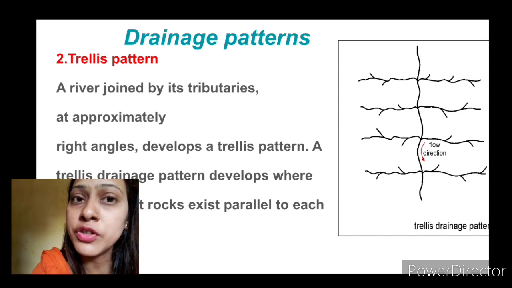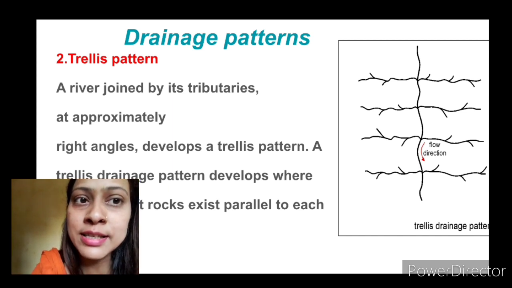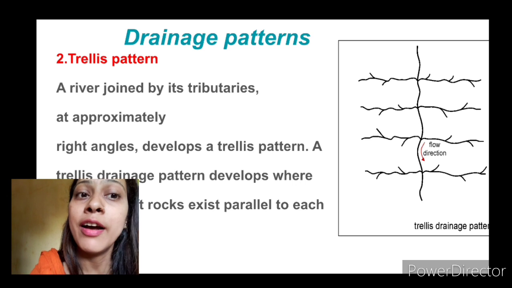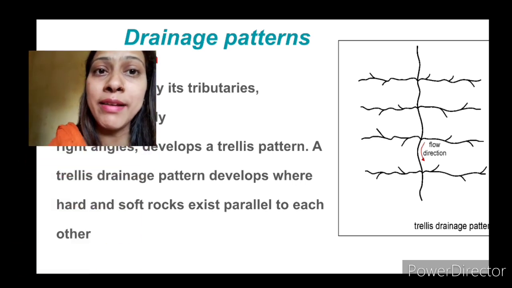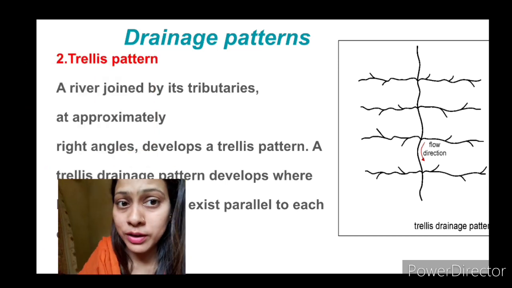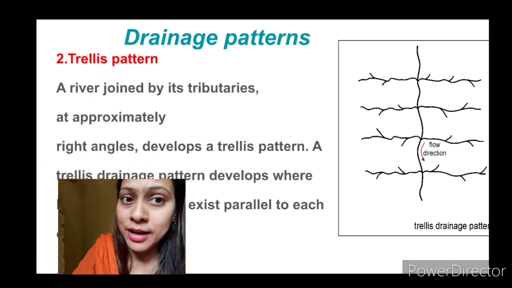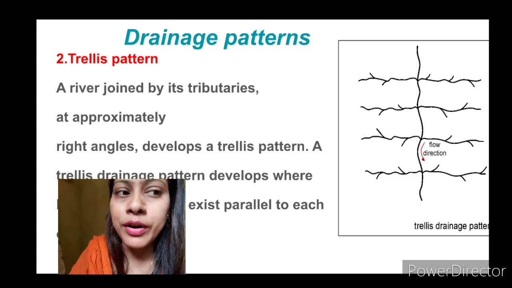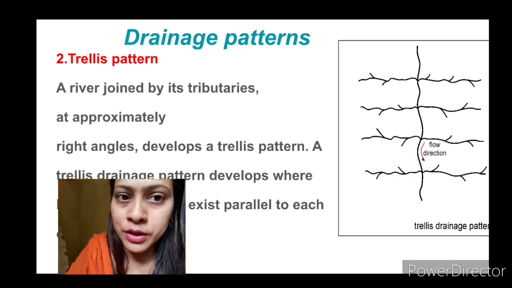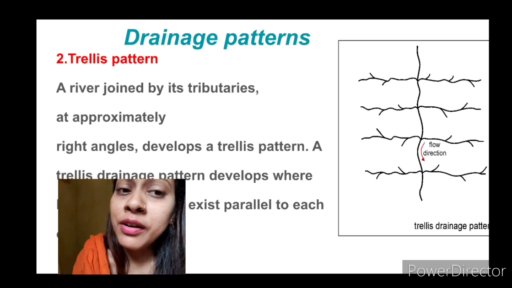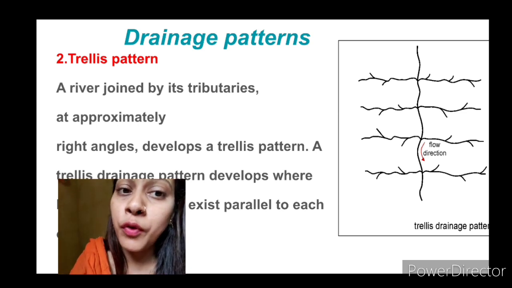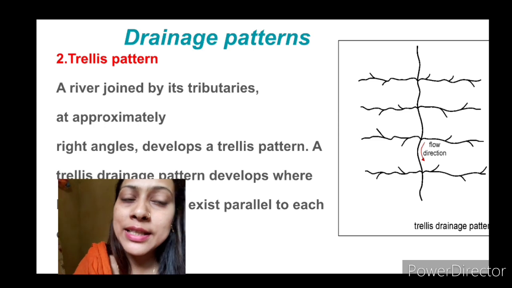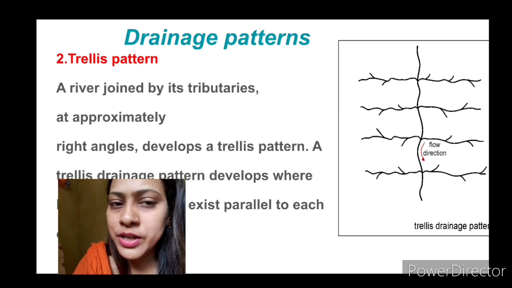A river joined by its tributaries at approximately right angles develops a trellis pattern. A trellis pattern develops where hard and soft rock exist parallel to each other. When hard and soft rock are present parallel to each other, this pattern of drainage is formed. So here the main river is joined by the tributaries at 90 degrees, and each tributary flows almost parallel to the others. You can see the picture and form your own definition also.